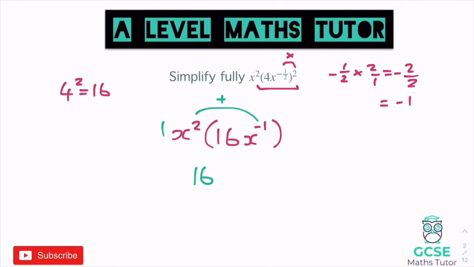And remember, when you're multiplying with powers, you add these powers together. So we're just going to add those two together. So x to the power of 2, add the x to the power of minus 1, just the powers there, becomes x to the power of 1. So 16x to the power of 1. And we don't need to write the power of 1, so we can just write that as 16x. And there we go, that would be our final answer for that one. So something that looks quite nasty actually simplifies down to something that's nice and simple for us.